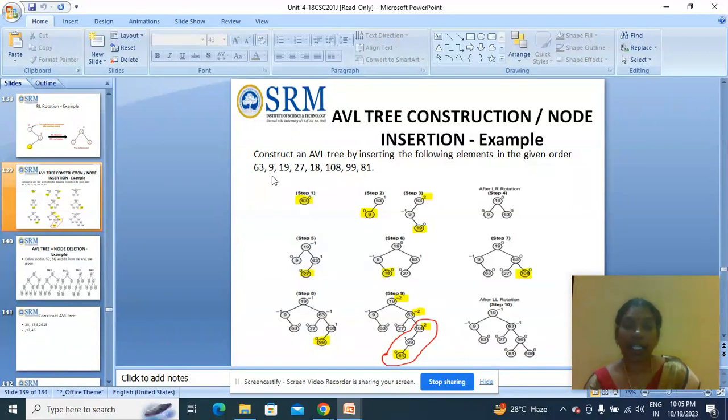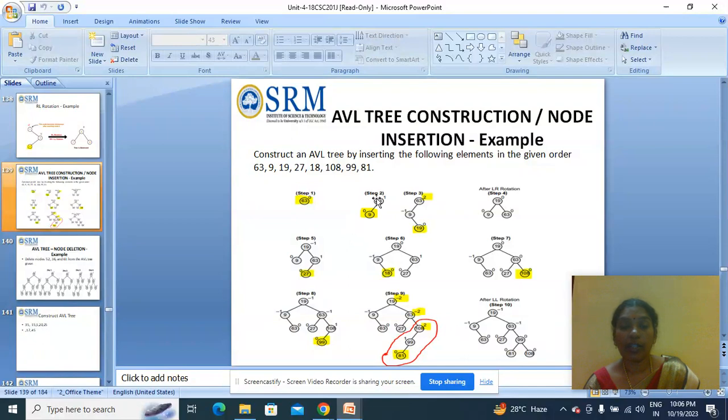Next we take the next value, 9. We compare 9 with the root node 63. If it is lesser than 63, go to the left child side and insert the 9. So this is the position of 9. Now, after insertion of 9, we have to check the balance factor for all the nodes. Here the balance factor for 9 is 0 and the balance factor for 63 is 1.